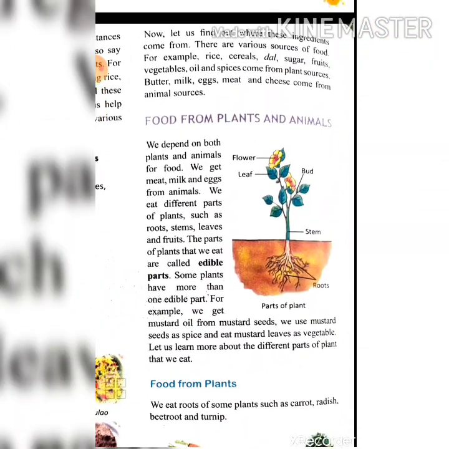They are saying now the question arises, from where are we getting these ingredients? Yes, the ingredients are coming either from plants or animals. We get from plants what? Rice, dal, sugar, fruits, etc. And from animals we get butter, milk, eggs, meat, cheese, etc.